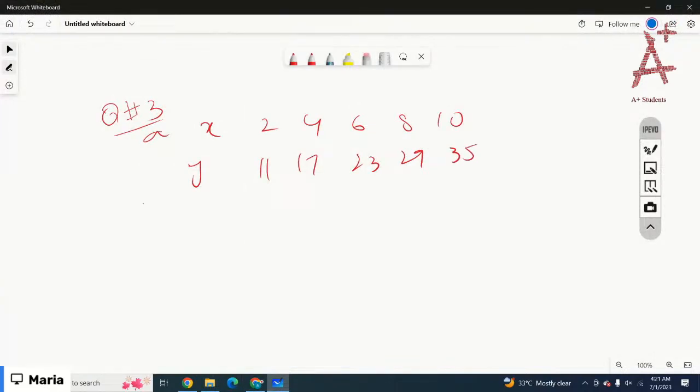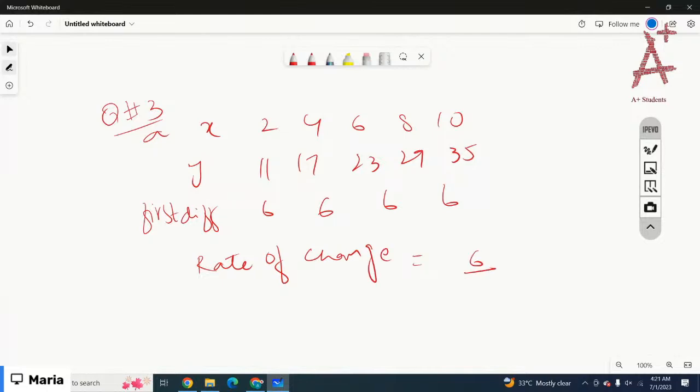Let's calculate the first difference. 17 minus 11 is 6. 23 minus 17 is 6. 29 minus 23 is 6. And 35 minus 29 is 6. And the values of x are changing by 2. So you have to calculate the rate of change. That would be change in y divided by change in x. Y is changing by 6 and x values are changing by 2 plus 2, 4, 4 plus 2, 6. So the rate of change is 3.